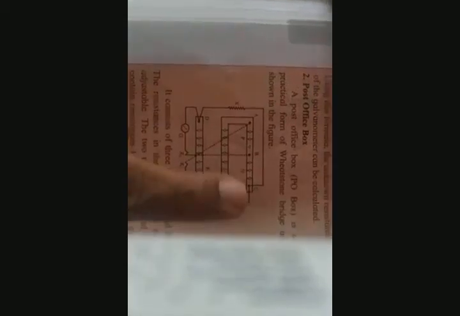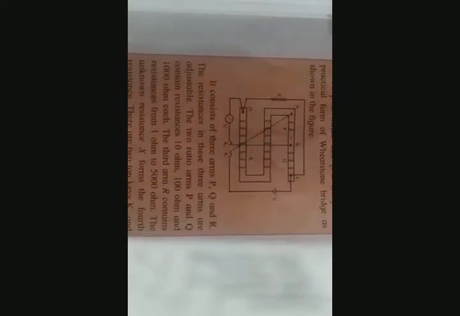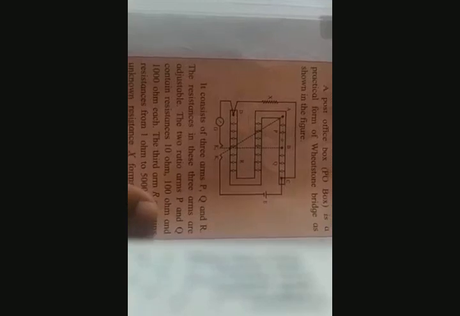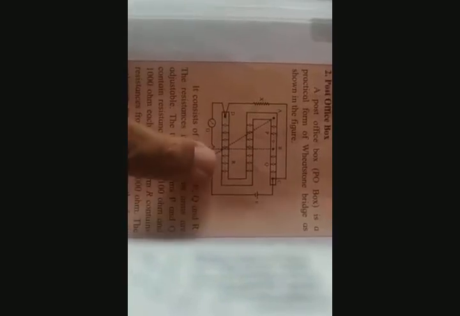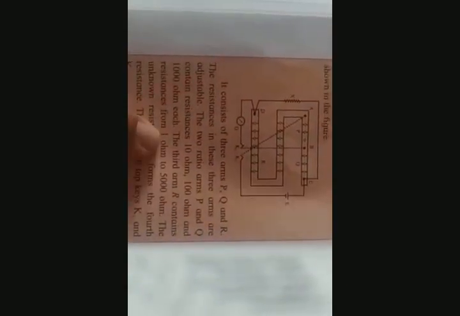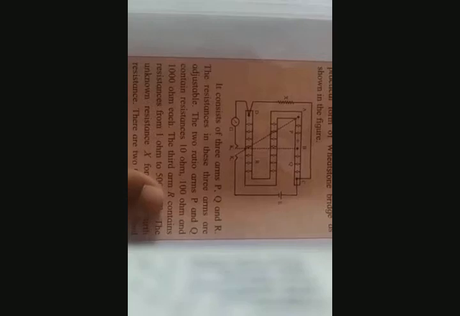From this diagram, P and Q are such that, as they have mentioned, they have the values of 10 ohm, 100 ohm and 1000 ohm resistance in the P and Q arms. And in the R arm, there is a variation of resistance from 1 ohm to 500 ohm. While doing this, you can find this unknown resistance X by this method, and it comes to be RQ divided by P, as they have shown on the next page. It is found according to the Wheatstone bridge principle.